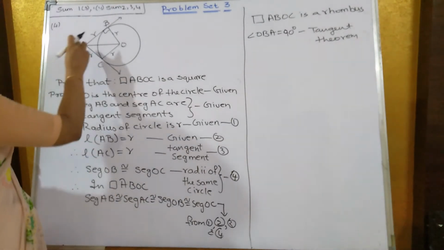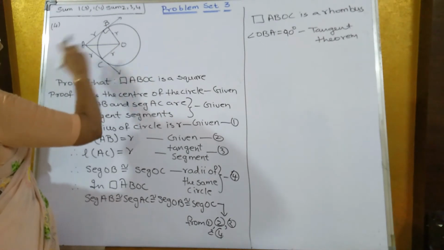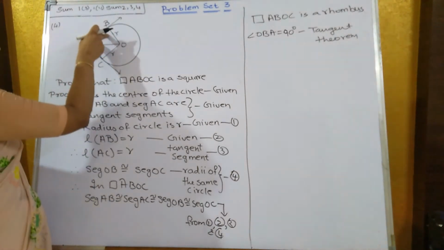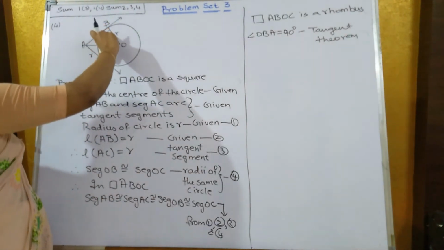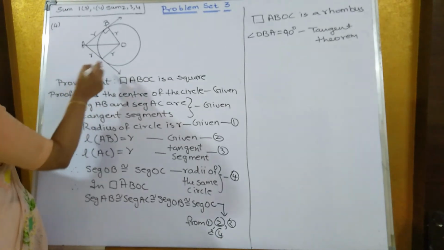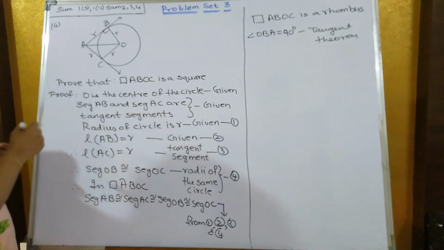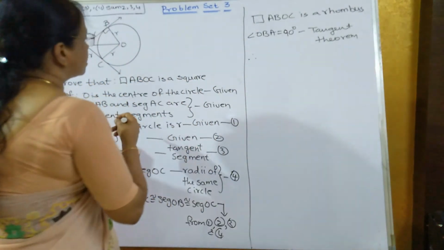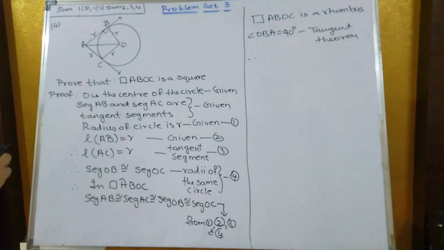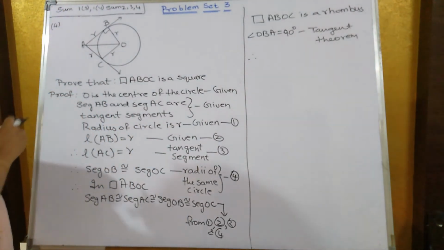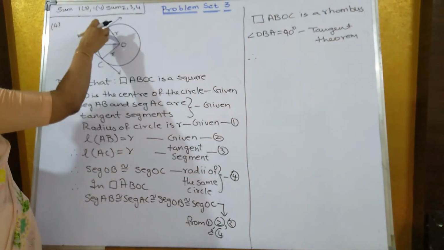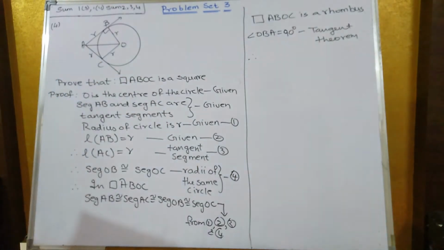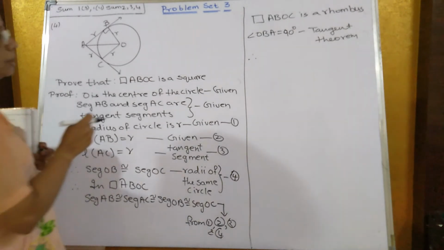Therefore all the angles will become 90 degrees. Why? Because a rhombus is a parallelogram, and in a parallelogram the adjacent angles are supplementary. So if this is 90 degrees, this angle also will be 90 degrees, and this will also be 90 degrees, and this will also be 90 degrees, because this is a radius and this is a tangent. You don't have to show all the angles. One angle is sufficient. All the angles automatically will become 90 degrees. Why? Because adjacent angles are supplementary. So if this is 90, this will also be 90, and this will also be 90, and this is already 90 because of the tangent theorem.